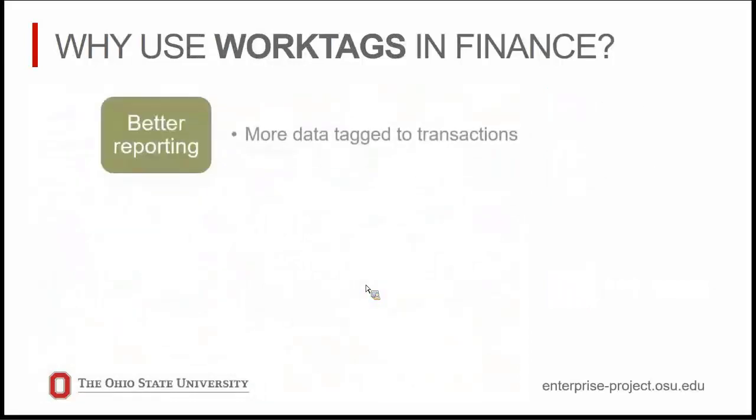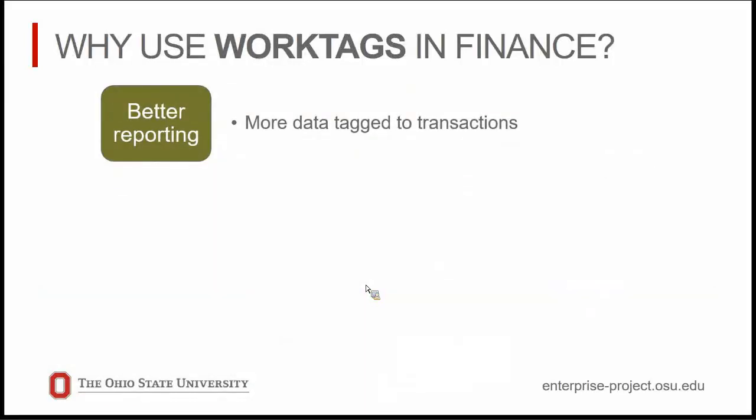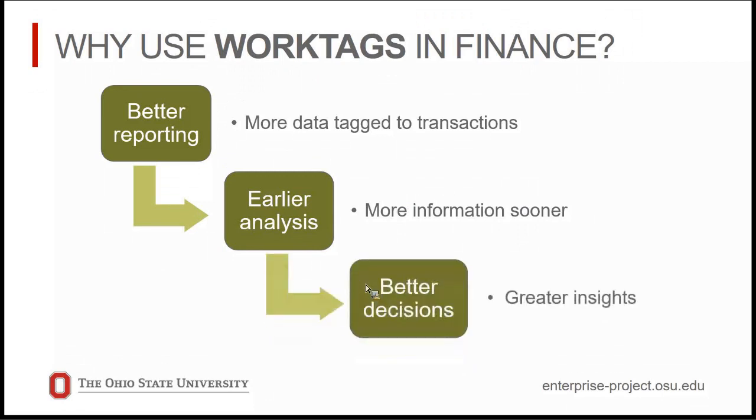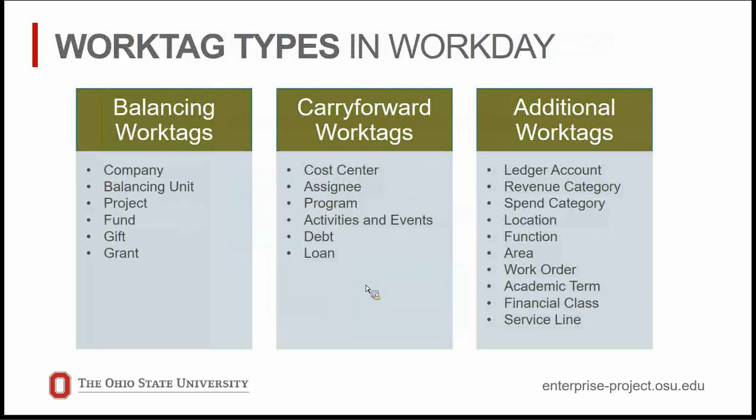Why do we use work tags in finance? We want better reporting, so we can tag more data on transactions. This allows us to do earlier analysis and really provides better decision making. If we have more information and we get the information faster, that leads us to better decisions. So the foundation data model for finance truly is a multi-dimensional structure comprised of work tags.